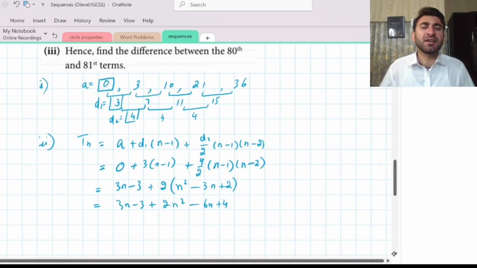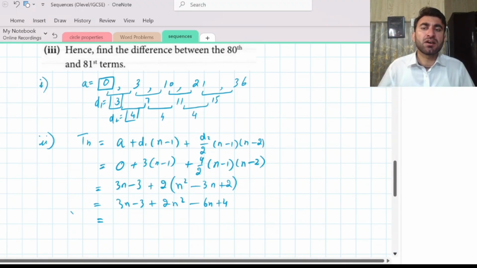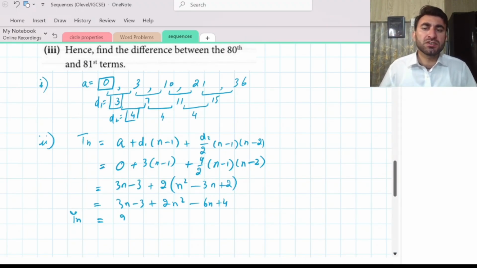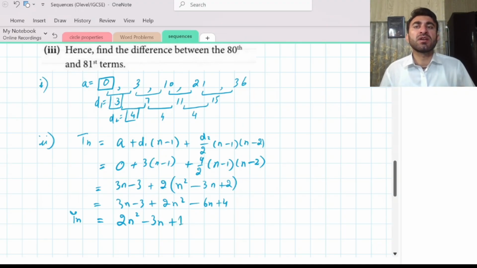So let us simplify it, and we will have our answer for the nth term of this sequence. It is 2n square, because there is only one quadratic term. Then it is plus 3n minus 6n, so it becomes minus 3n, and here is minus 3 plus 4, so it will be plus 1. So this is the nth term, or the general formula, for the given sequence.